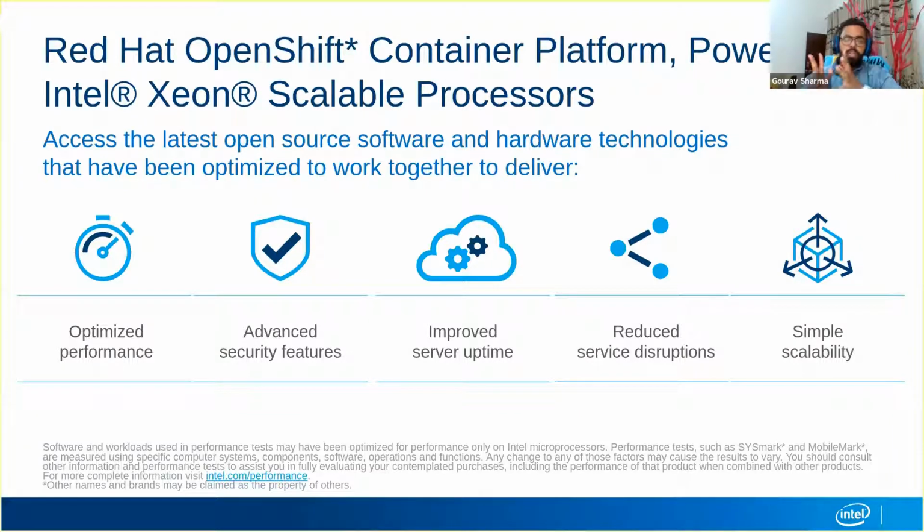The Red Hat OpenShift Container Platform is powered by Intel Xeon Scalable processors. The Xeon processors help us deliver the latest open source software and hardware technology, and drive digital transformation with the support of the RHEL operating system, which is certified to provide optimized performance, advanced security features, uptime for your servers, and helps reduce service disruptions. The objective of adopting containers is to bring portability to your application, and simply in a word, scalability.